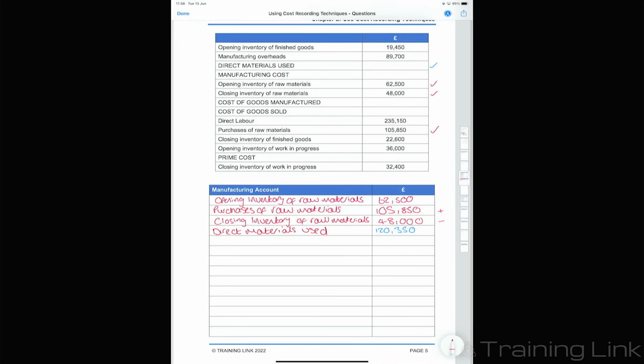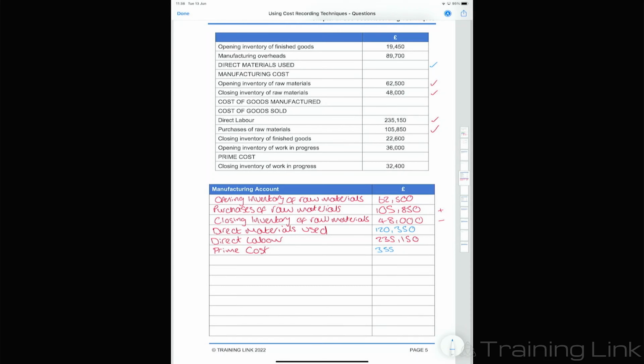Next we then need to add on our direct labour, and that should be for 235,150, which is just there, and that will give us our prime cost. We know our prime cost is our direct materials used plus our direct labour, so that should give us 355,500. So we've got our prime cost figure there.